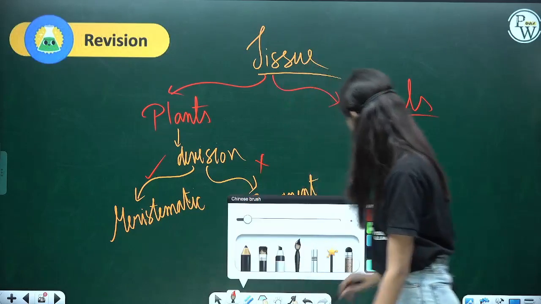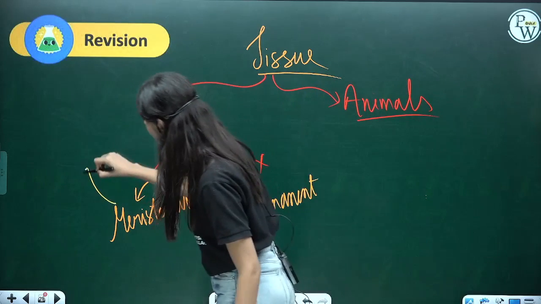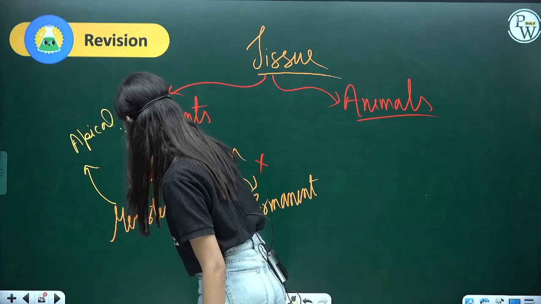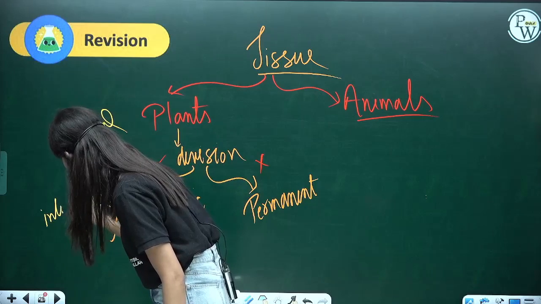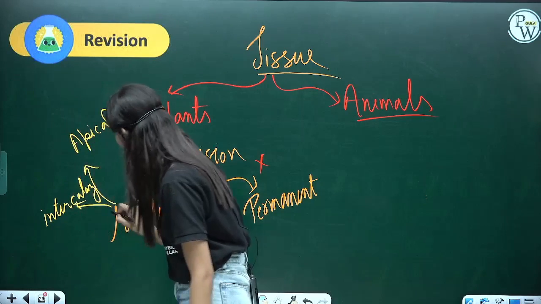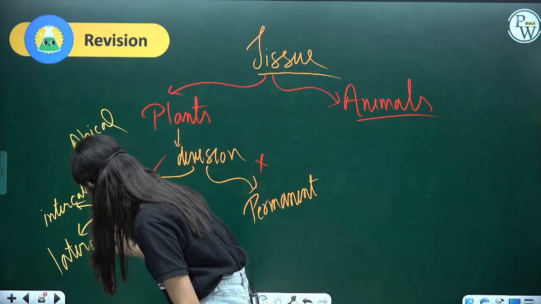Talking about the meristematic tissue, we have learned about three types of meristematic tissue. What are those? We have learned about the apical meristem tissue, right? We have talked about the intercalary meristem tissue, and we have also learned about the lateral meristematic tissue.